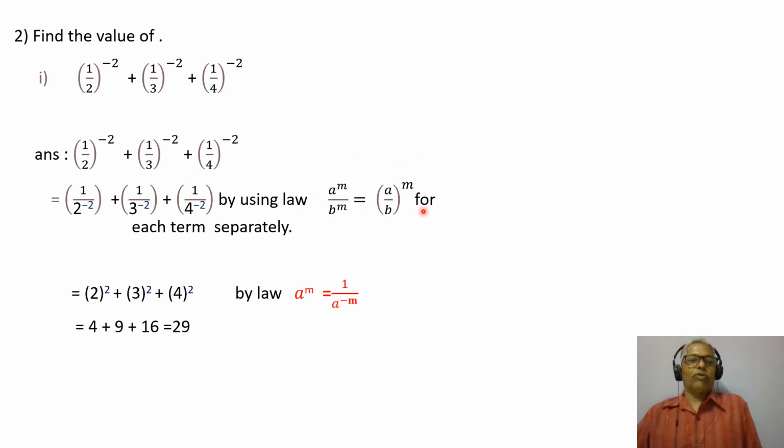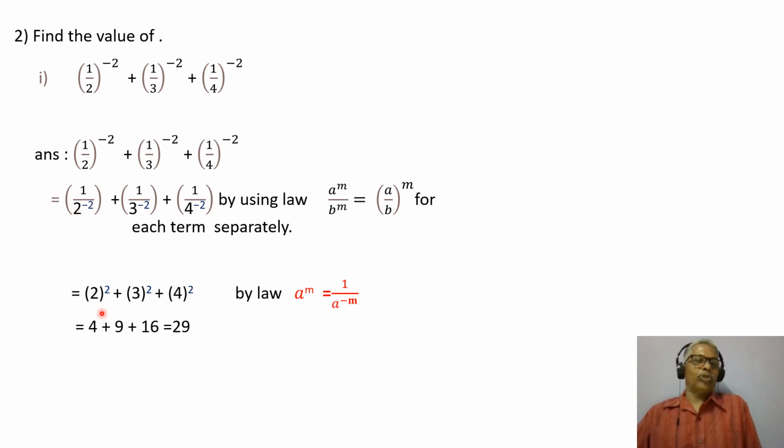So we are using this formula or this law for each term separately. So look at this. This will be 1 upon 2 raised to minus 2 plus 1 upon 3 raised to minus 2 plus 1 upon 4 raised to minus 2. Now after this, again for each term separately, we are using this law: A raised to m equal to 1 upon A raised to minus m. So anything in the denominator should go to the numerator by changing sign. So we are using the same thing.